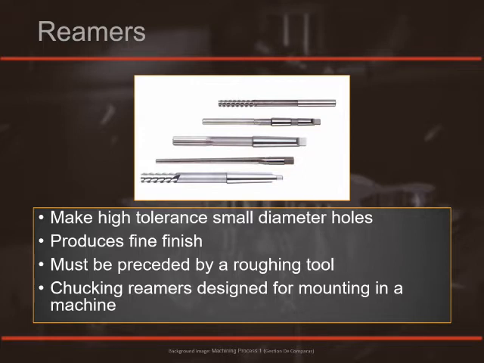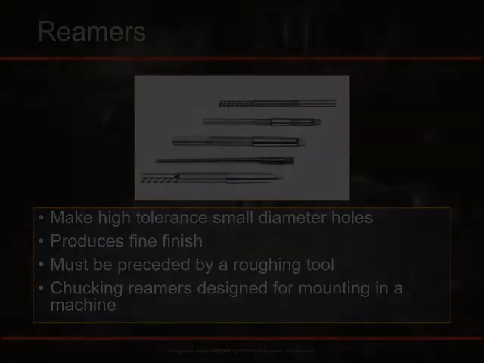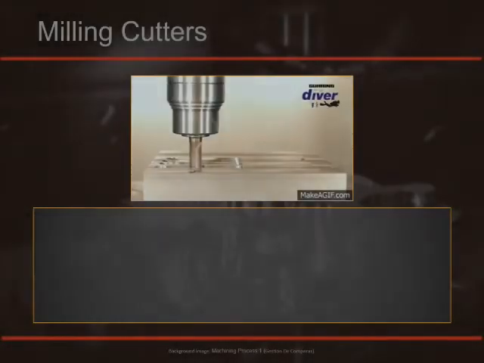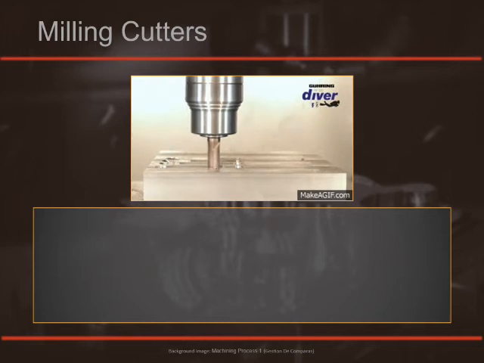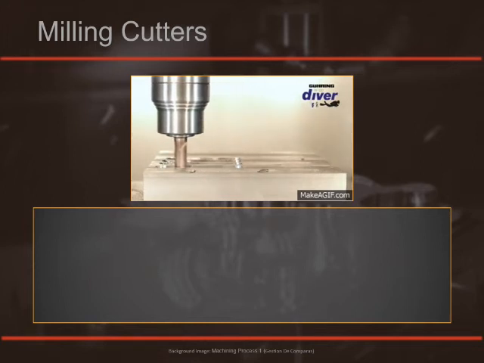The reamer at the top is a spiral fluted chucking reamer, and the chucking reamer has a smooth cylindrical shaft like an end mill or a drill so they can go in a tool holder in a machine. The next classification of rotary tools we'll be discussing are milling cutters.